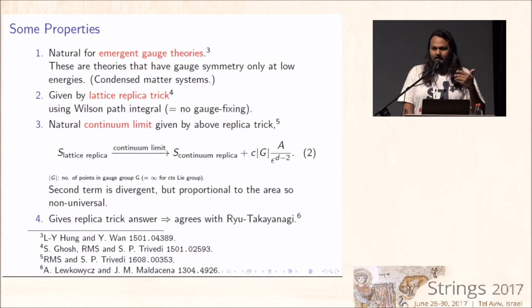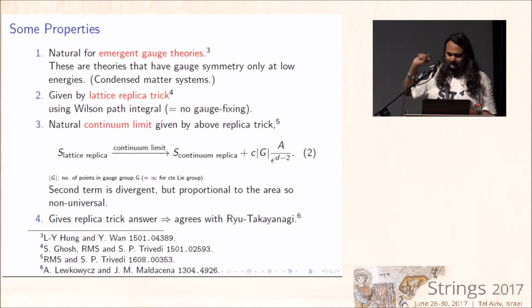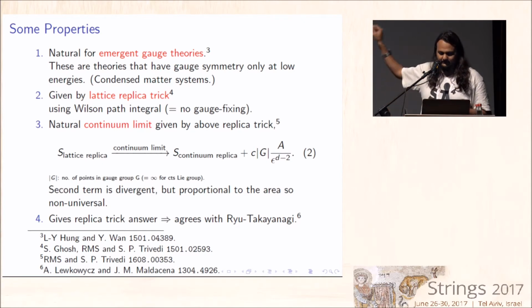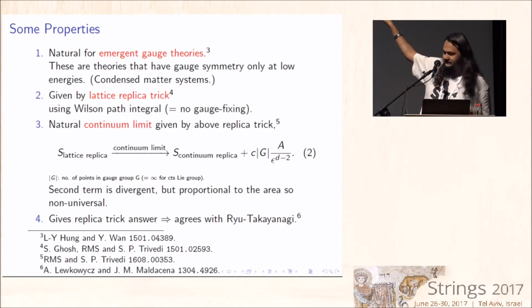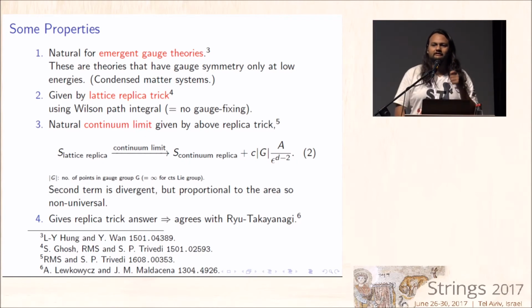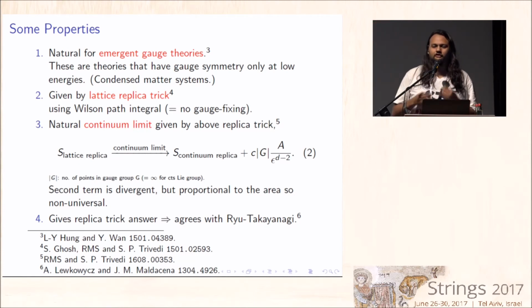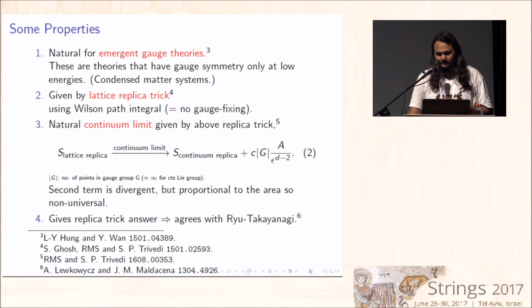On the lattice it is given by a replica trick using the standard Wilson path integral. You can take the continuum limit of this replica trick, and you get more or less the continuum replica trick. There's a small subtlety to do with gauge fixing on the boundary, where you get a second term. The second term is proportional to this mod G you see here, which is the number of points in the gauge group, not the volume. So it's infinity for a continuous Lie group like U1, SU2. It's a bit bothersome, but it's proportional to the area as well. So it doesn't contribute to non-universal quantities, so we are not very bothered by it.